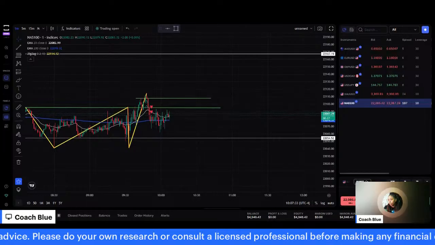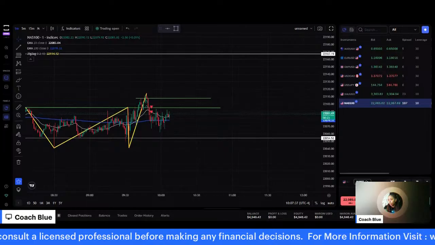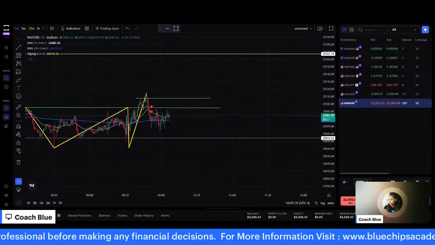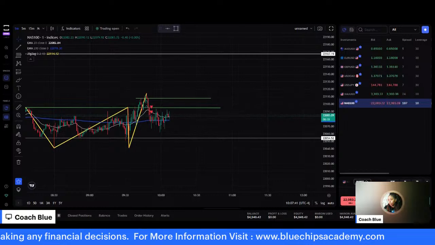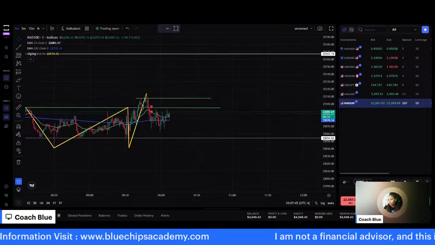30 seconds left on this candle right here. It's 10:07 now, so I'm going to give this thing about 5 to 7 more minutes, and then we're going to wrap it up for today.